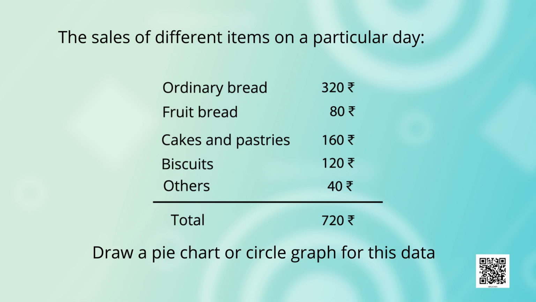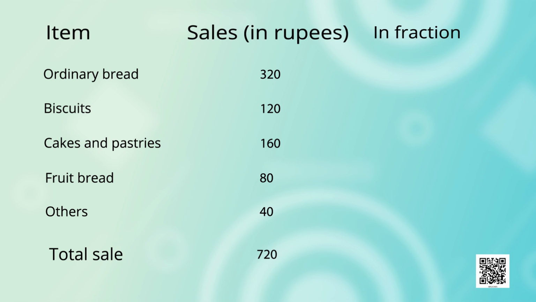A pie chart represents the relationship between a whole and its parts. Let us find out that the sale of any item is what part of total sales. Now if you look at the ordinary bread, its sale is 320 rupees, whereas total sale is 720 rupees. So if you try to find the fraction 320 divided by 720, it is equal to 4 upon 9. So the sale of ordinary bread is 4 upon 9th part of the total sale.